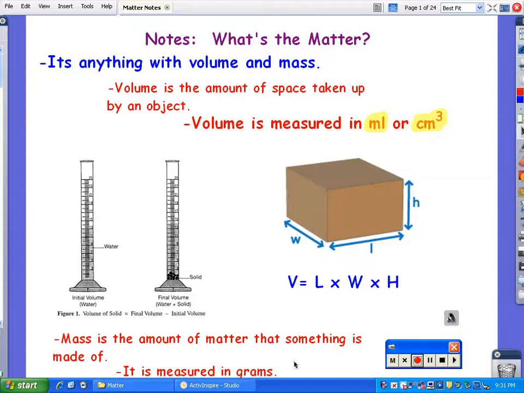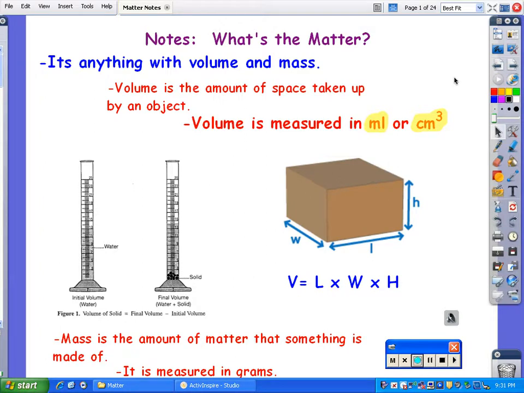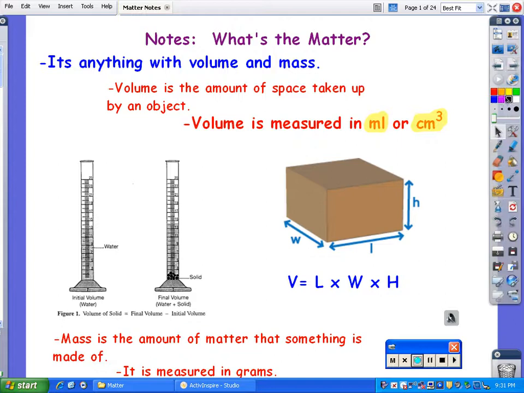Mass is the amount of matter something's made of. Basically, how many atoms are in something. If you go to the moon or if you're on the planet Earth, you're going to be made of the same atoms. Therefore, your mass will be the same. However, if you go to the moon, your weight will change because weight is mass times gravity. Because the moon has less gravity, you will therefore weigh less.